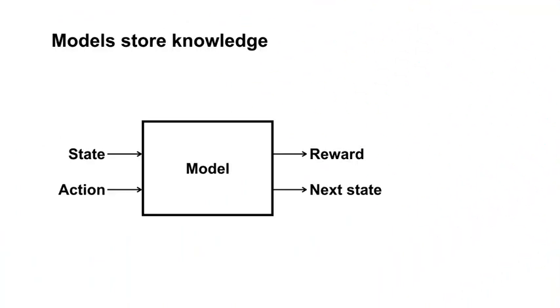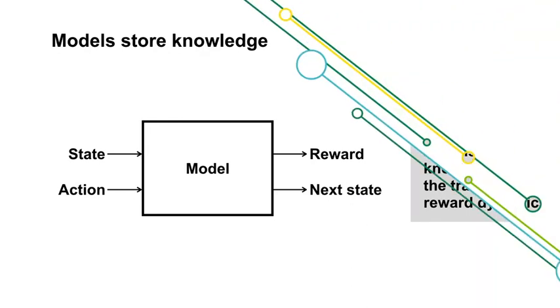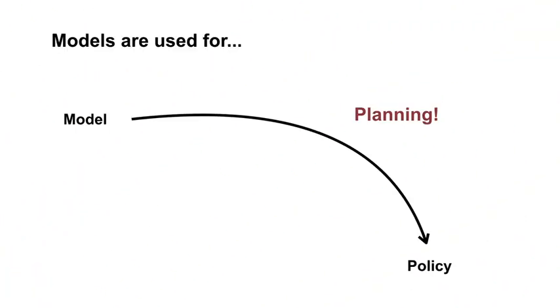Models are used to store knowledge about the dynamics. When imagining different scenarios to aid decision-making, this is rooted in our knowledge about how the world works. From a particular state and action, the model should produce a possible next state and reward. This allows us to see an outcome of an action without having to actually take it. A model allows for planning.